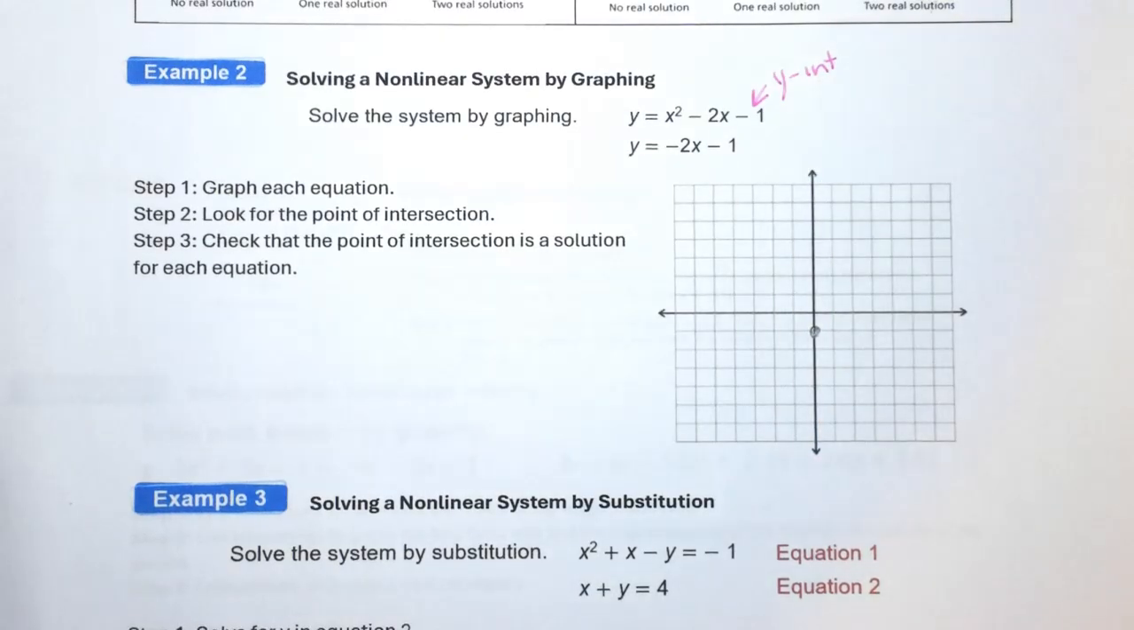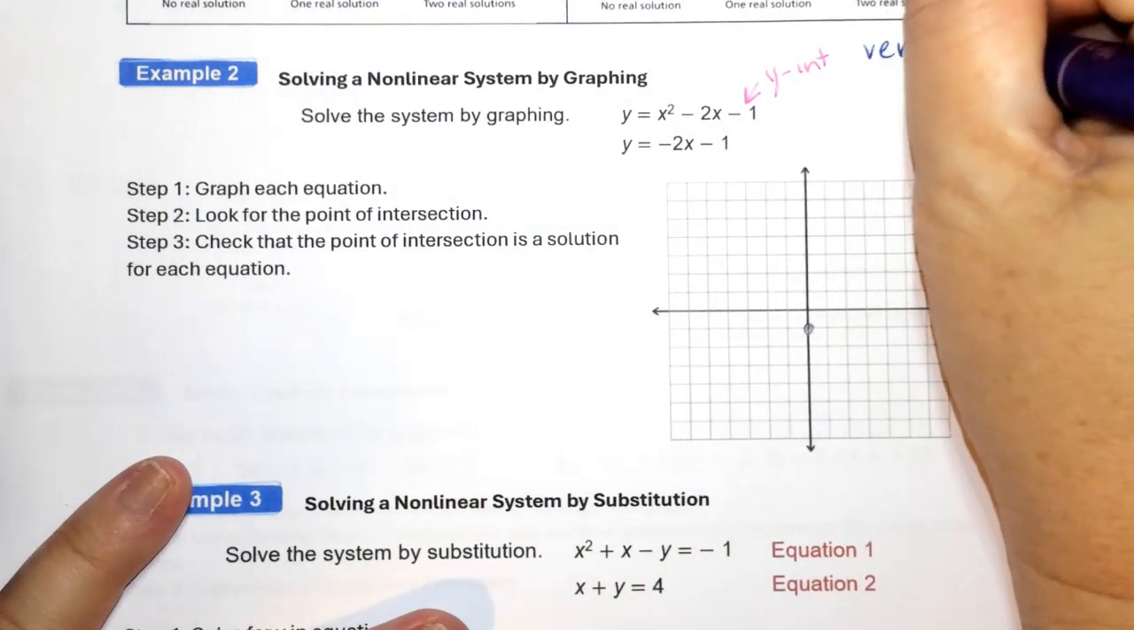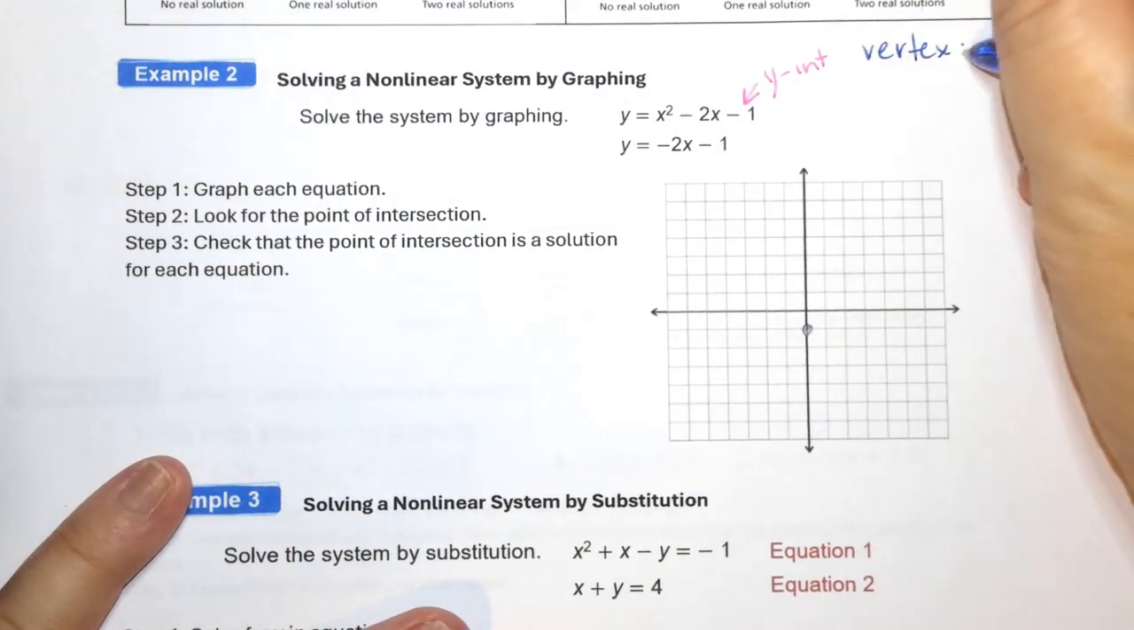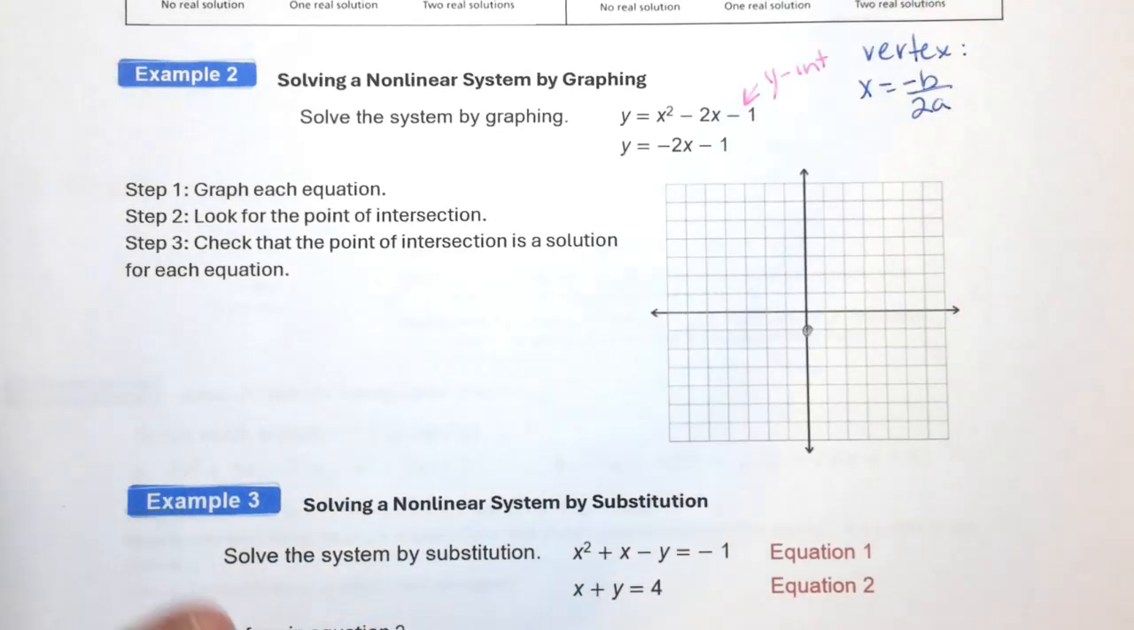So that's our y-intercept. And now we can find our vertex by doing x equals -b over 2a. So we're going to look for our vertex. So we have x equals -b over 2a. I think I said times.